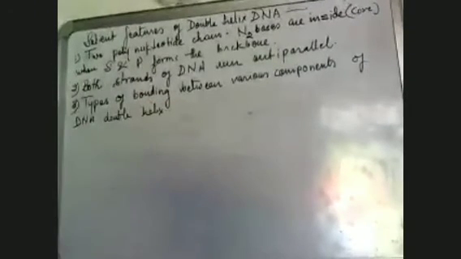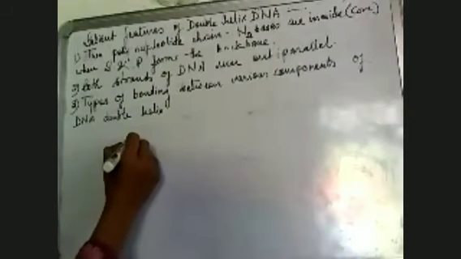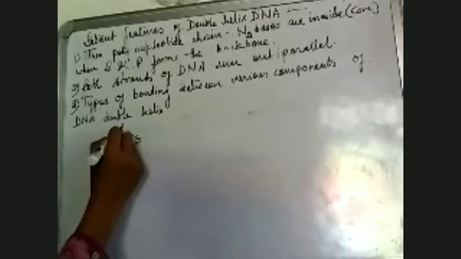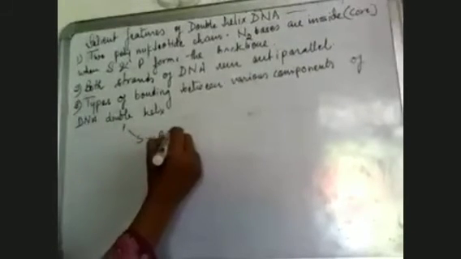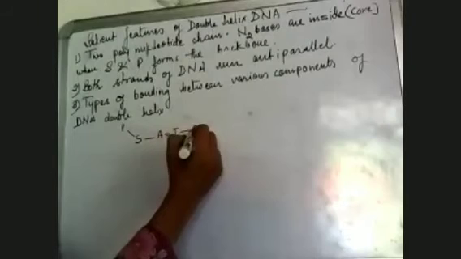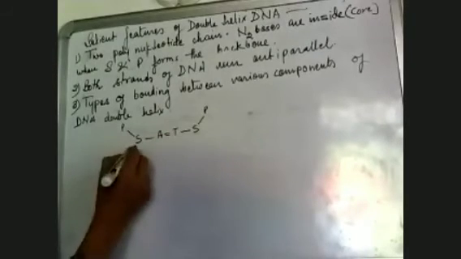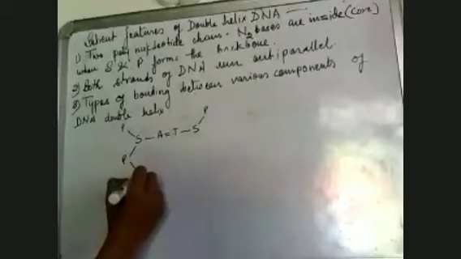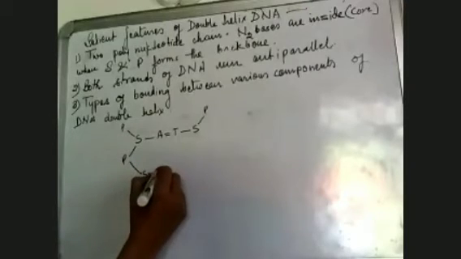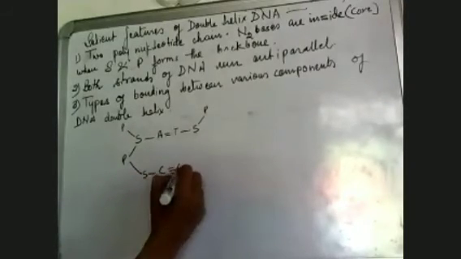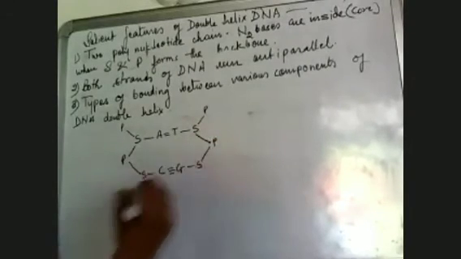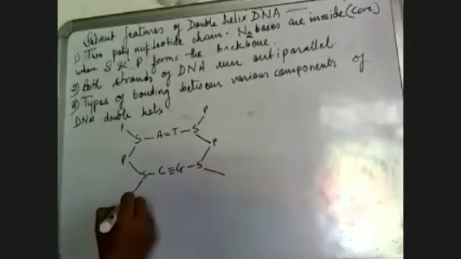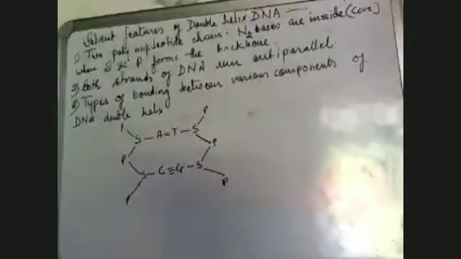What are the types of bonds? I have already told you that sugar is connected to phosphate. Here we have a nitrogenous base, which is connected by a bond to another nitrogenous base, which is again connected to a sugar. Then we have phosphate. Here also we have phosphate. This phosphate is connected to another sugar. Then we have one more base, connected to another base, connected to sugar, connected to phosphate. So this is how they are connected to each other. This is what DNA structure is all about.